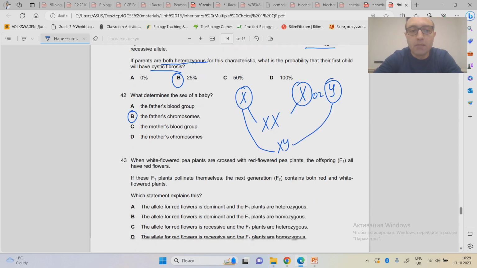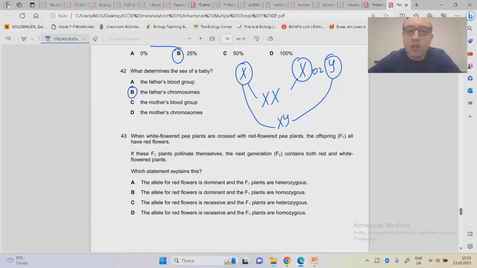So answer is B. When white flowered pea plants are crossed with red flowered pea plants, the offspring all have red flowers, guys. If these F1 plants pollinate themselves, the next generation contains both red and white flowered plants. Which statement explains this? So what's the information here? When white flowered plants are crossed with red flowered pea plants, the offspring all have red flowers.